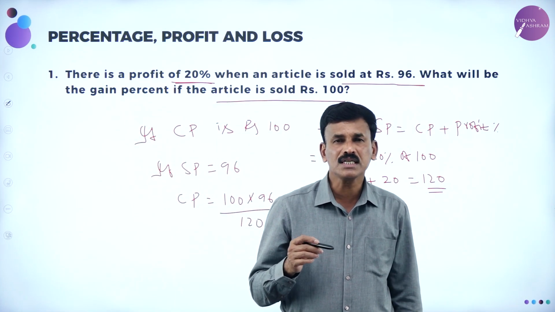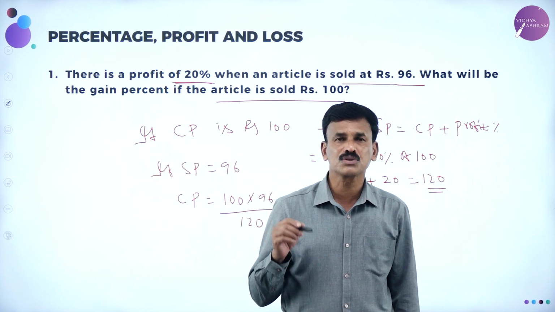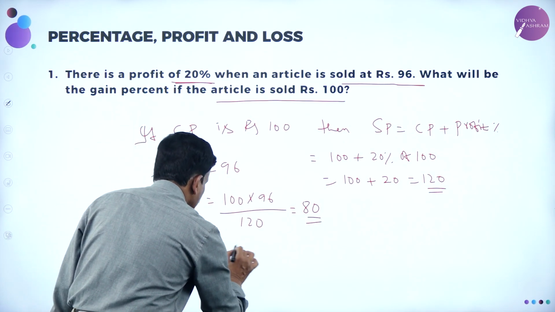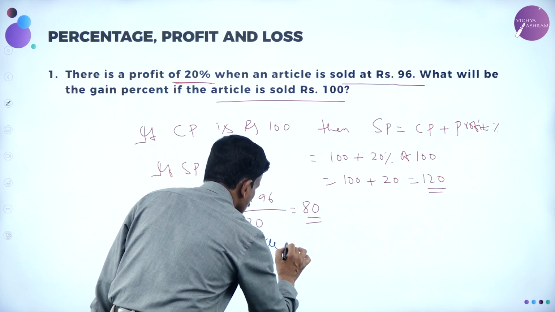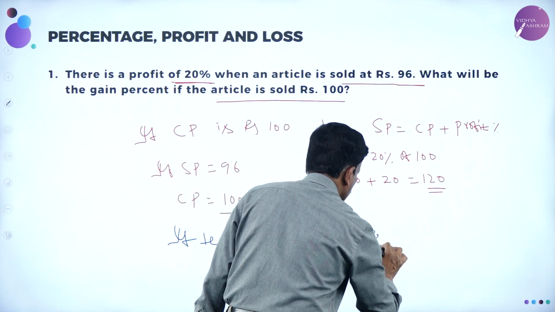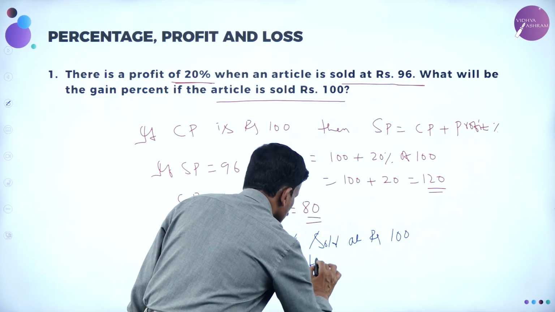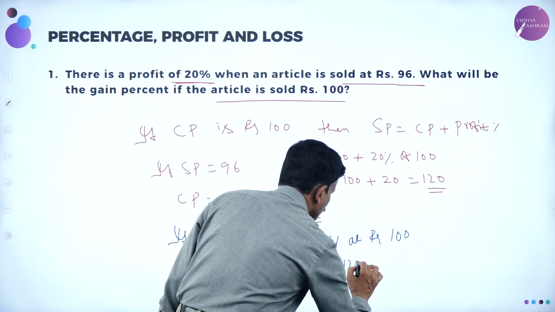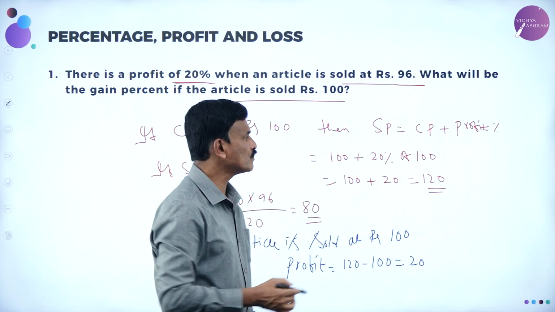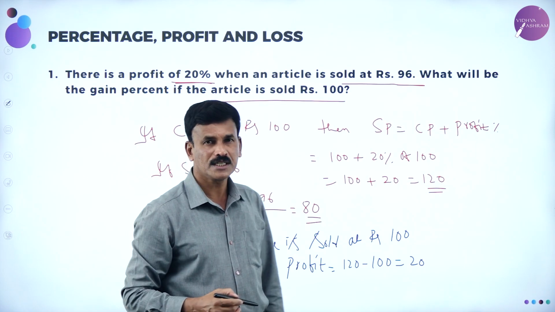Now, suppose the article is sold at rupees 100, then the gain, the profit, is 120 minus 100, that is equal to 20. 20 is the profit.